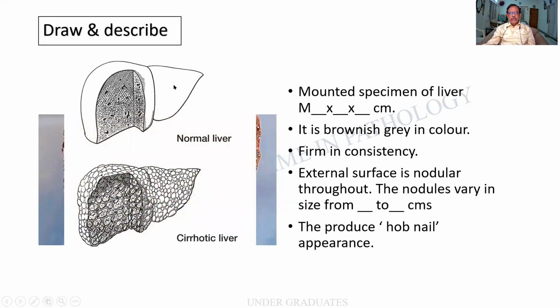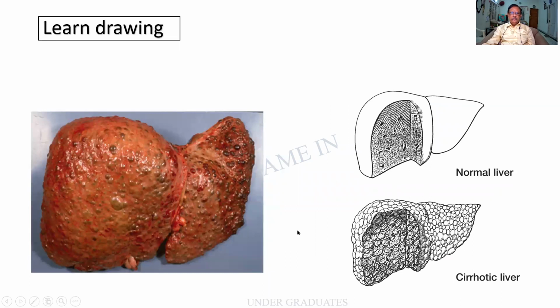This is a normal liver, so smooth it is, but here I find a nodularity involving all the lobes throughout the external surface, and when I cut it, again I am able to appreciate the parenchyma separated by fibrous tissue. These are the things that you will have to describe. Please draw this picture. Again, try to learn the drawing part of it.